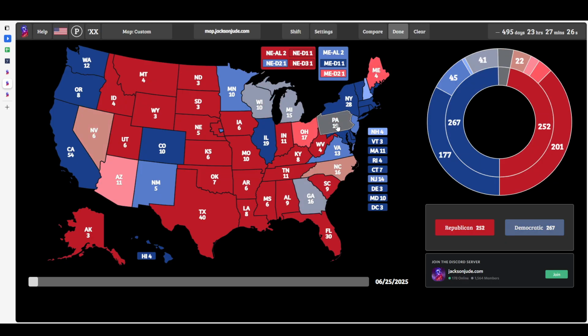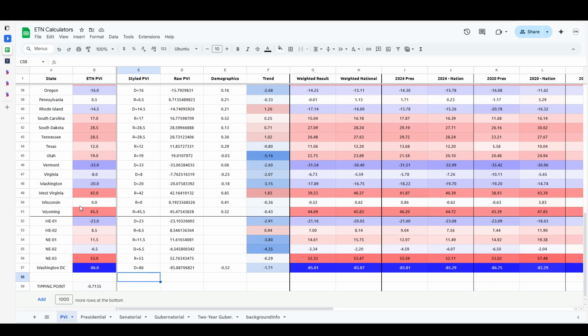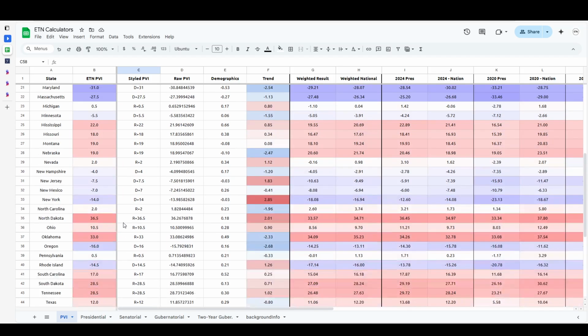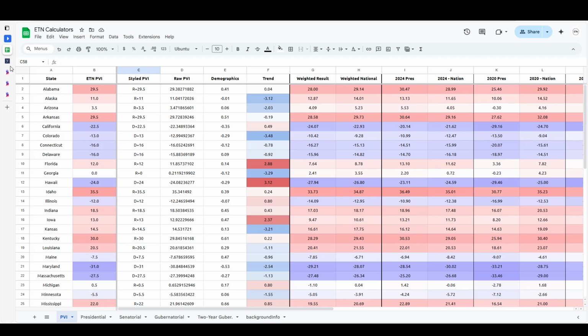and you end up with Pennsylvania being split even, 267 to 252. Based on that, the Democrats would have to win the popular vote by over 0.7135% in order to win a presidential election, assuming these numbers were all correct.